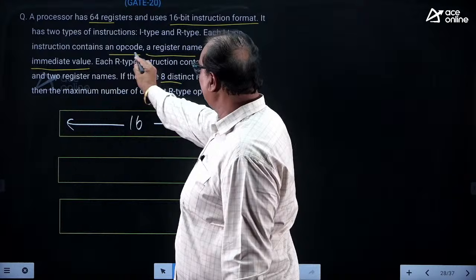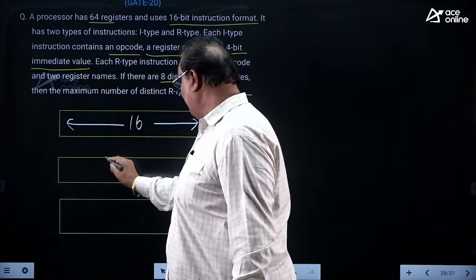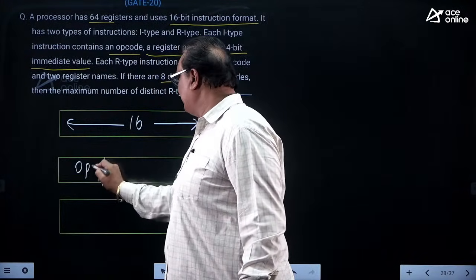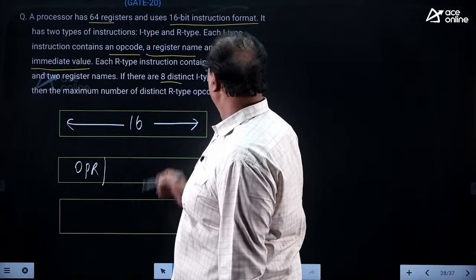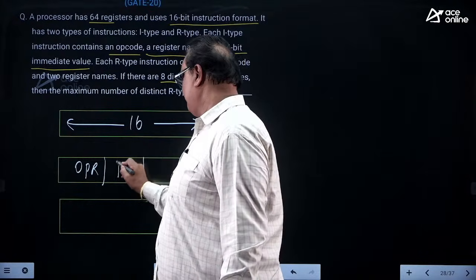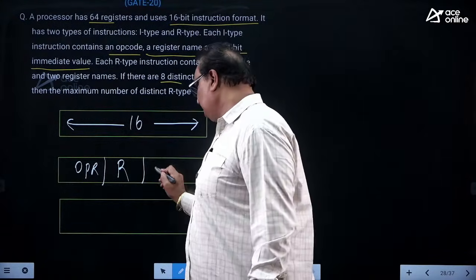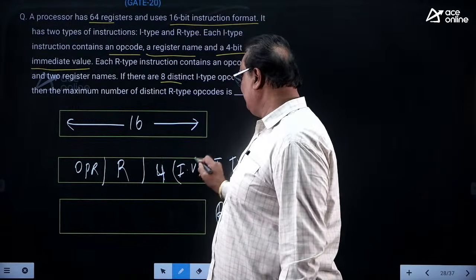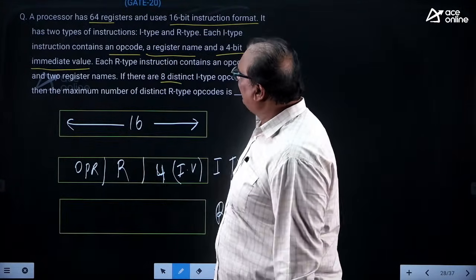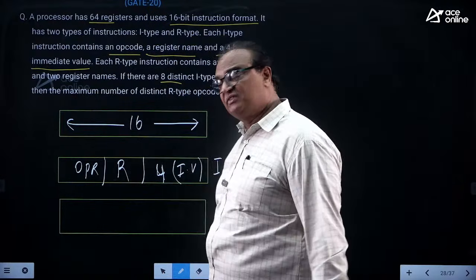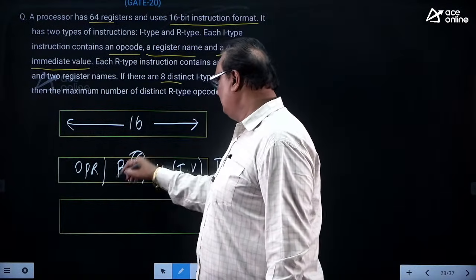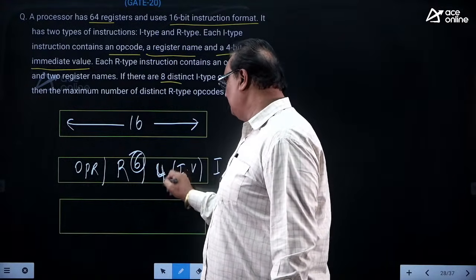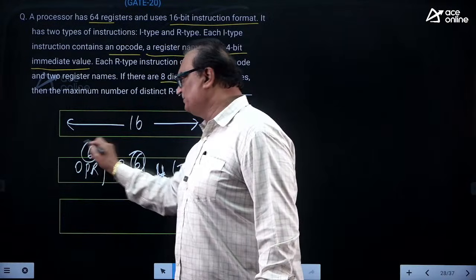What is the I type characteristic? Each I type instruction contains an opcode, meaning operation, next a register name and a 4-bit immediate value. The register field requires 6 bits to address one of the 64 registers. Out of 16 bits, 10 bits are consumed here. That's why the operation size is 6-bit.